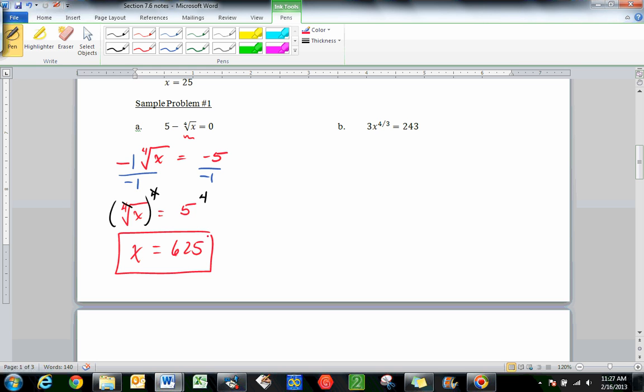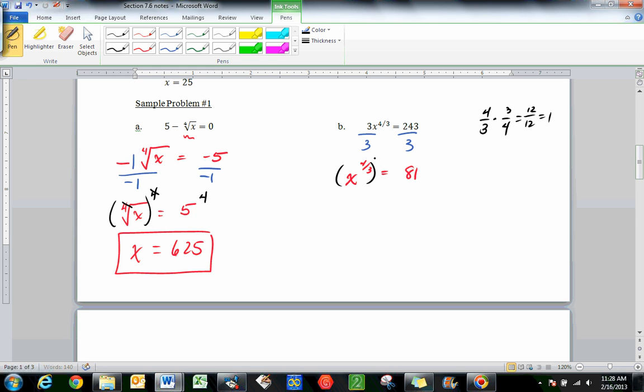Part B, however, gives us an expression with a rational exponent. And again, we need to isolate this first. So the first thing I'm going to do is divide both sides by 3, which is going to simply leave me x to the four-thirds power equals 81. Now, in order to offset this, we're going to want to take the reciprocal, because we know that the reciprocal of 4/3, when multiplied by it, is going to give us 12 over 12, which is equal to 1. That's the effect we're looking for.